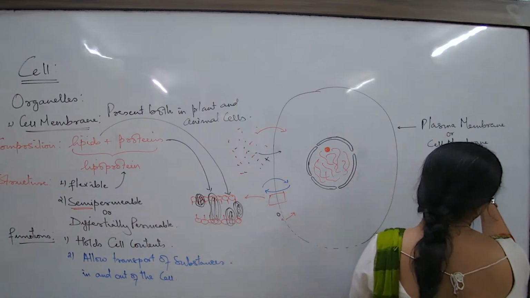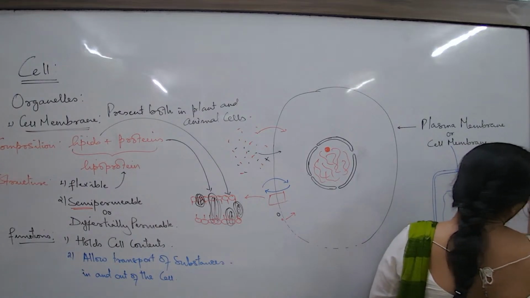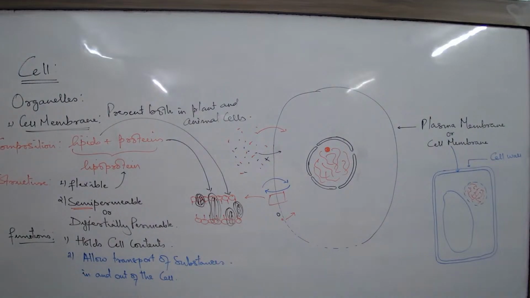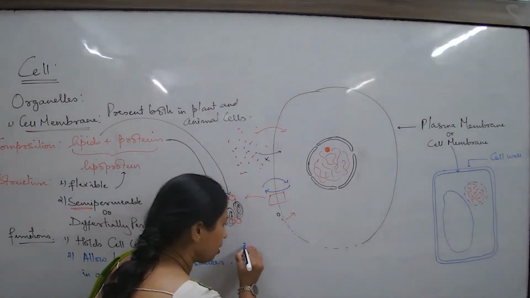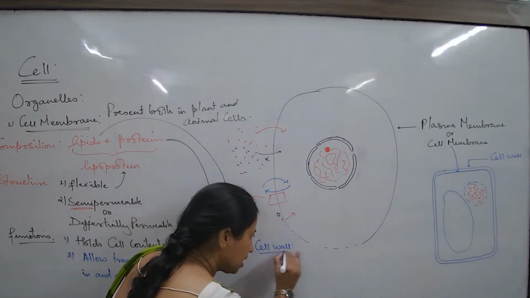Then what about this outermost layer? This outermost layer is known as the cell wall. Don't draw the plant cell diagram now, I will ask you to draw it later. So I have talked about the first cell organelle, the cell membrane. Now, for comparison, what is the second cell organelle we study? The second cell organelle we are studying is the cell wall.